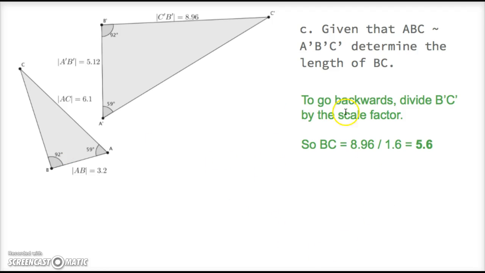So essentially what we were doing is we just divided. We take the prime length that you know and you're going to divide it by the scale factor. That's going to give us the original length that BC started out at. So to find BC, we took the prime, which was right here, 8.96, and divided it by the scale factor, which we just found on part B, that was 1.6. When you divide those two, you get 5.6. So that is the length of BC.